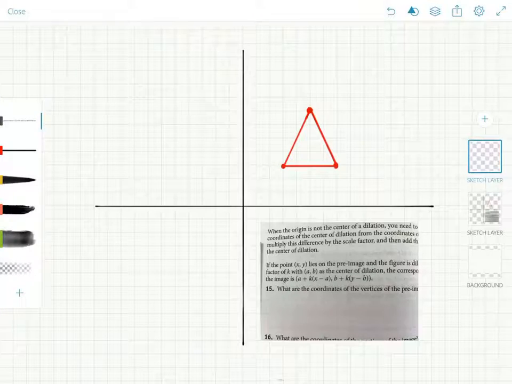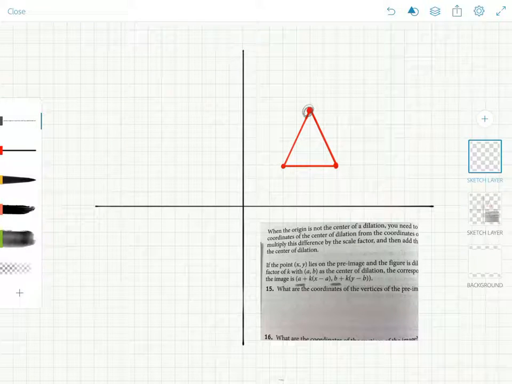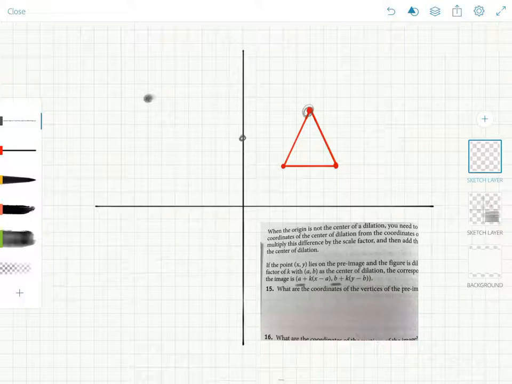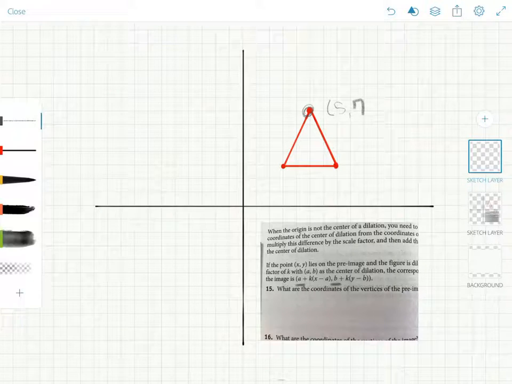Okay, one more dilation formula problem. A and B are the center of dilation. For the purposes of this problem, I'm going to choose this vertice up top, though it could be anywhere. We could choose right here, we could choose over here, we could even choose the origin, but that's not very interesting. So I'm choosing this vertice on top, and that vertice, just like in the last video, is located at the point 5, 7.